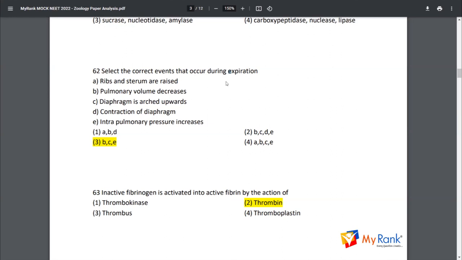The other one is the diaphragm, which was flat during inspiration, should become arched. So the diaphragm is arched upwards. Because of the reduction in the pulmonary volume and the diaphragm arching upwards, there is a buildup of pressure in the pulmonary chamber in the thoracic region. So that results in the intrapulmonary pressure increasing. Together this will result in the expiration of the air. So the correct options are B, C, and E, which is option 3.